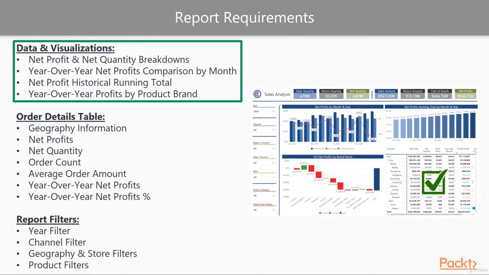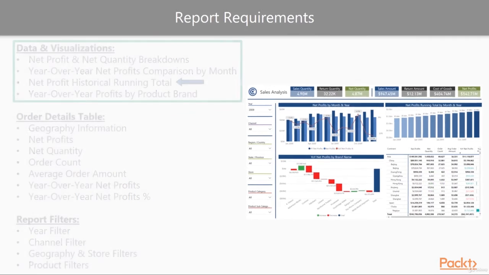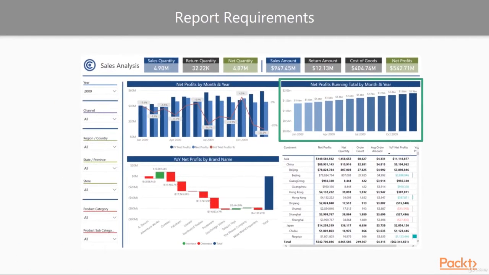Now to start with, we're going to create a running total chart to fulfill the requirements for this net profit historical running total item. The end result of this video will be a completed chart that will look very similar to this, giving us the ability to see historical growth across a date range for net profits.